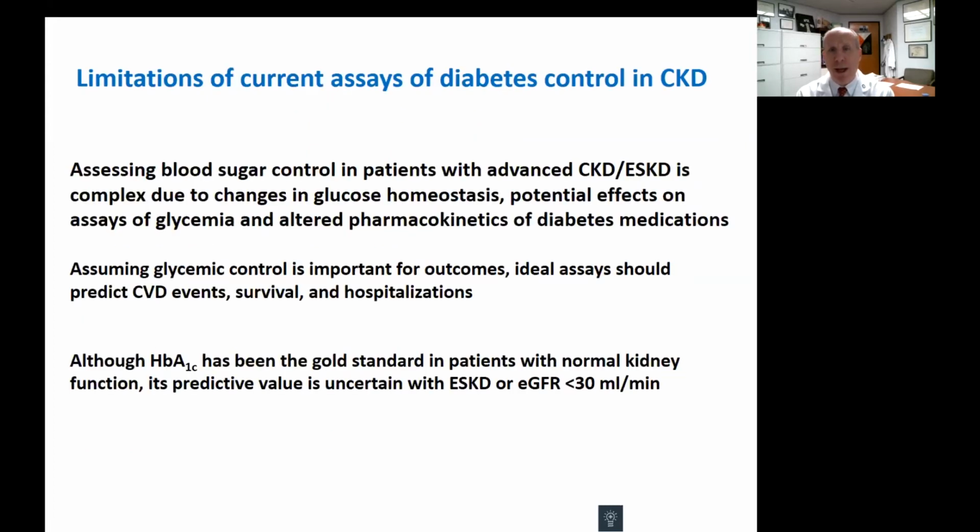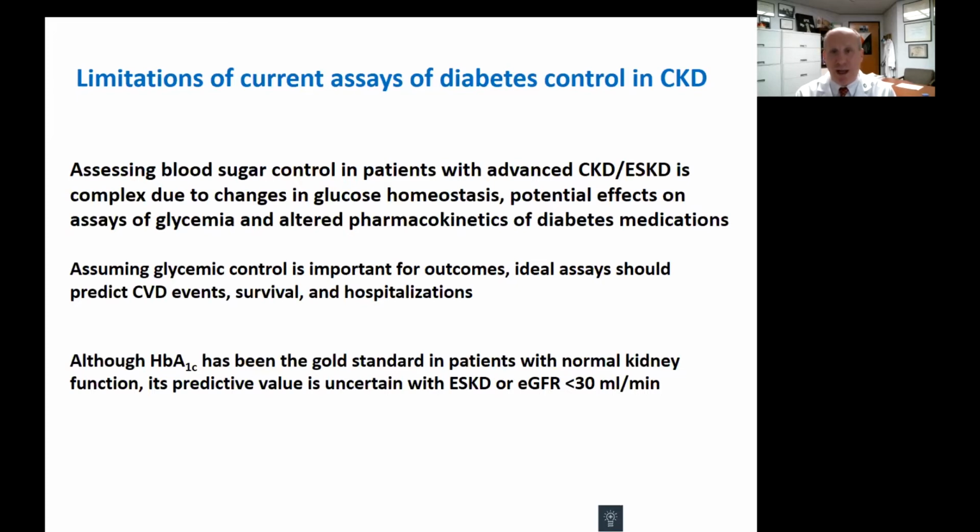In my mind, as a nephrologist, the current limitations with our assays of diabetes control center around the fact that we have to assess blood sugar control in patients on dialysis and with advanced chronic kidney disease, and it's very complex due to changing glucose homeostasis, potential effects of glycemia, and altered pharmacokinetics of diabetes medications just related to kidney disease. So we all believe that glycemic control is important in outcomes.